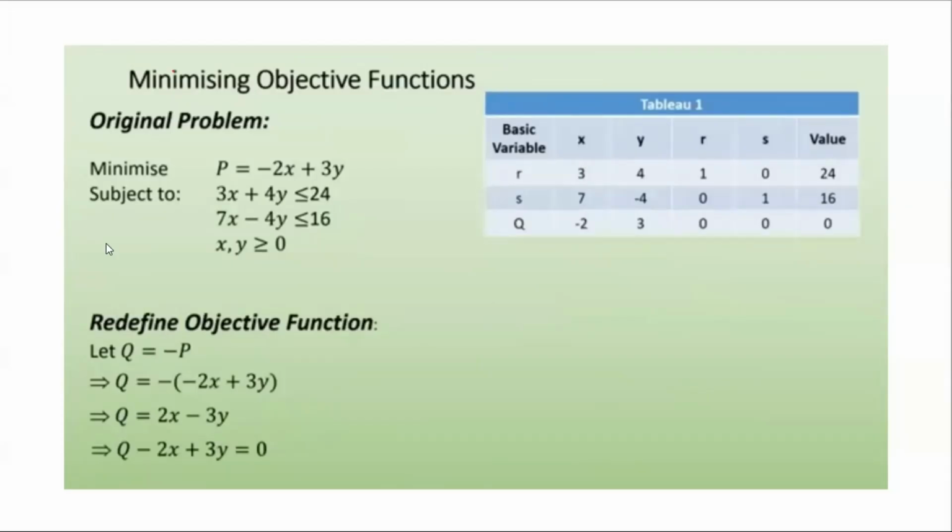This is a minimization example, right? So here it is. You have an objective function, P equals minus 2x plus 3y. And you have some constraints, right? So I think this one only has x and y inside.